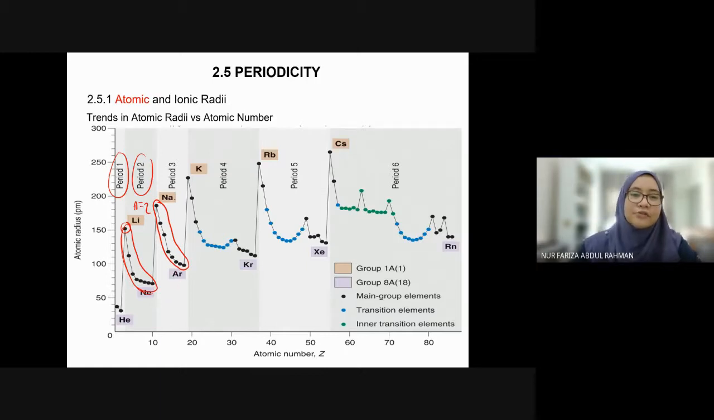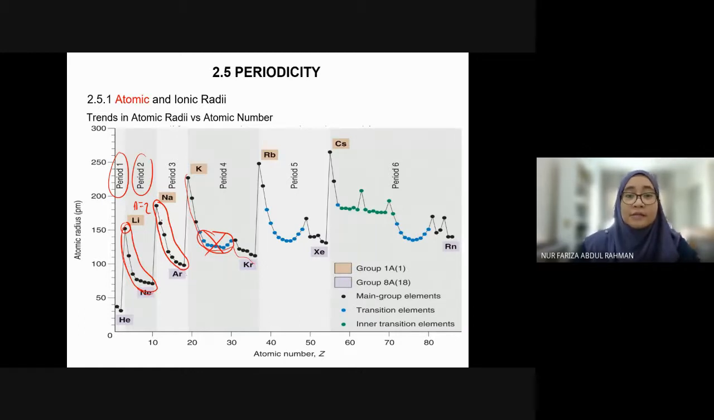Alright, so we have period 4. In period 4, as you can see, it increases here because we start to have transition elements. So just ignore the transition elements, because as you can see, there is not much of a difference in their size. The difference is small. There is a reason for that, but we don't cover it. Alright, and same goes for period 5 and so on. As you can see, the size decreases.